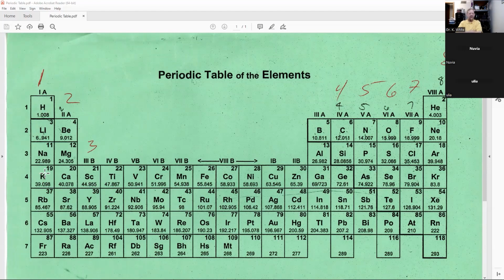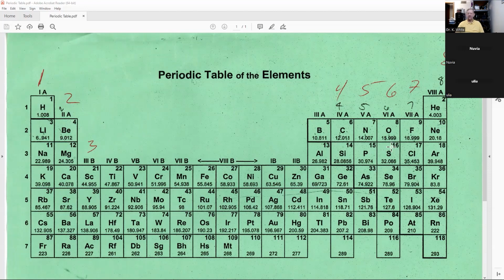Remember, all the elements in a column have the same number of valence electrons. In this case, the first column, hydrogen, lithium, sodium, potassium, and so on, have one valence electron. If we go to the second column here, the alkaline earth metals, magnesium and calcium, strontium, which I didn't ask you to learn, Sr, Dr. White likes that, I'll tell you later on, we have two valence electrons.